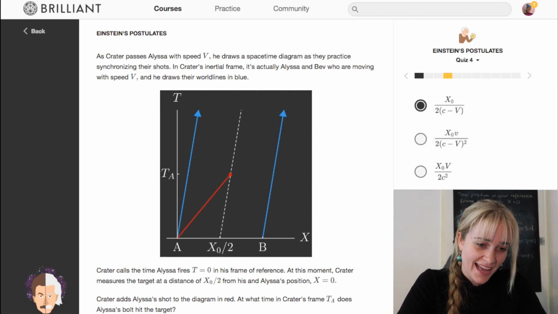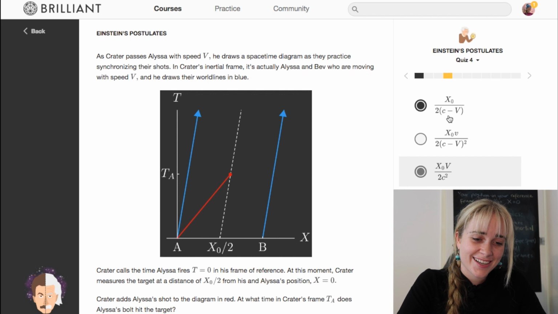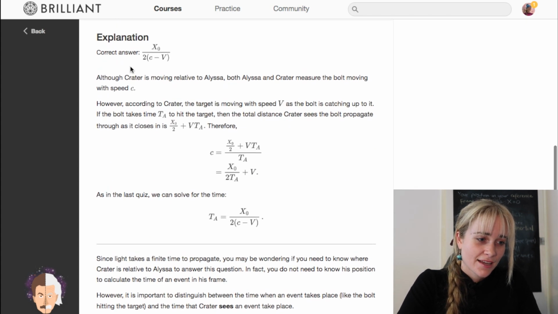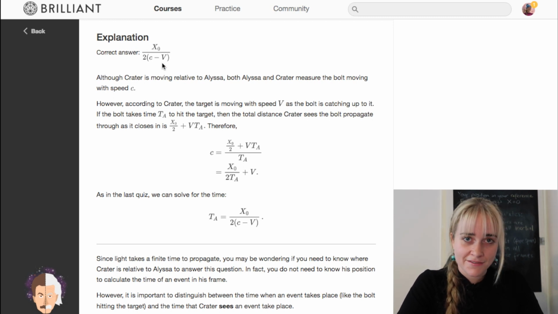So I'm going to pick A, and I think just from looking at the answers I realise where this c minus v is coming from. Whilst they both measure the bolt to be moving at speed c, according to Crater, the target is moving with speed v as the bolt is catching up to it. So that's why it's not just c on the bottom, but it's c minus v.